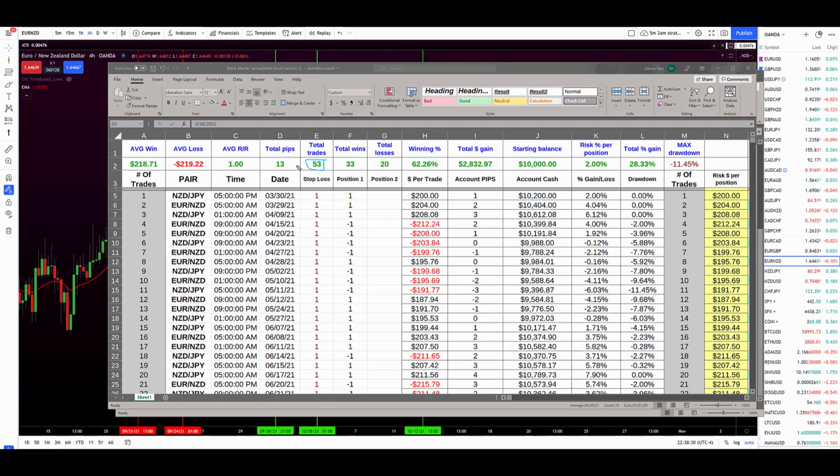So with that being the case, we had 53 total trades just with these two pairs over the past 6 months. We had 33 wins and 20 losses, giving us a 62, almost 63% win rate. We have a 28% gain with an 11% drawdown, which is really cool to see.